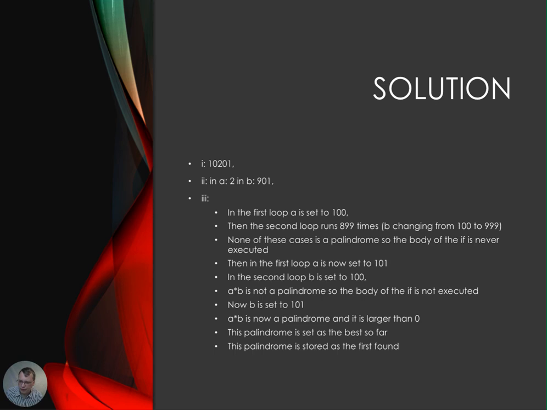Again, on the first occurrence, this is not a palindrome. Now B is set to 101, so we've got 101 times 101. And it now is a palindrome, and it's larger than 0. So this is the best so far, and this is stored. So that's what was done to find the first palindrome.